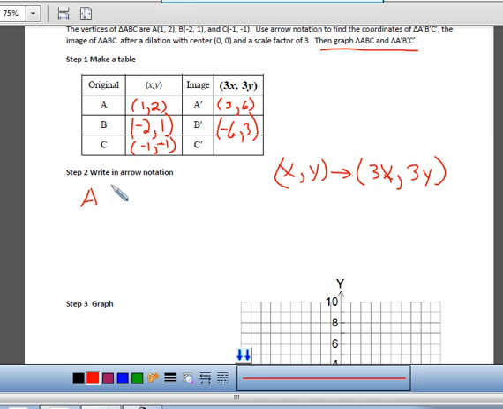So A is at 1, comma 2. Arrow, A prime, 3, comma 6. Now, you need to write the rest of the table down here in arrow notation, starting with B and B prime, and then you got to find C prime. Then graph all of that, and you will be done.